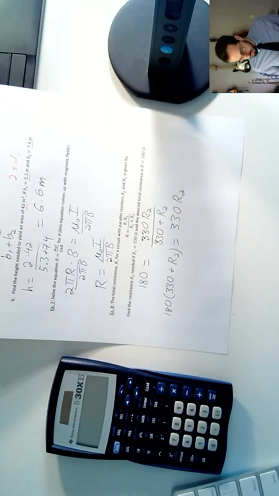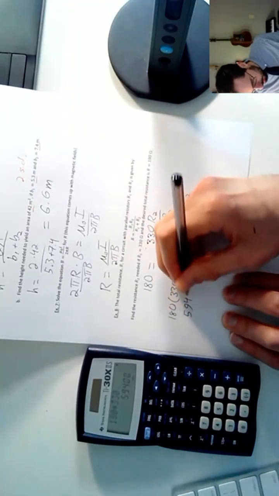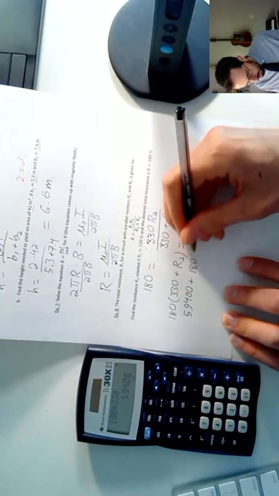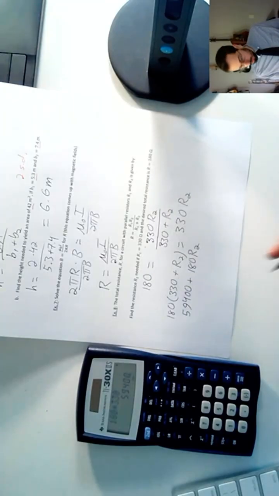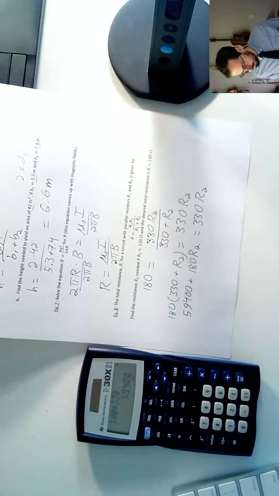Well, as we discussed in the previous section, we can distribute across parentheses first, get my like terms on one side, and do what I need to isolate the variable. So if we distribute here, 180 times 330 equals 59,400. And then 180 times R2, well, we don't know what R2 is, but the best we can say is that whatever it is, we're multiplying it by 180. And that is going to equal 330 times R2 on the right side.